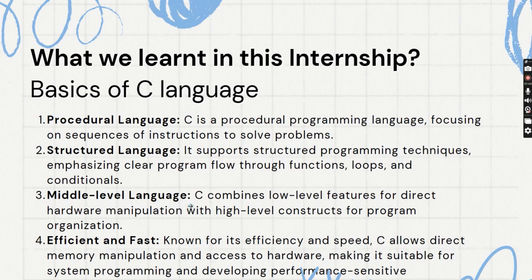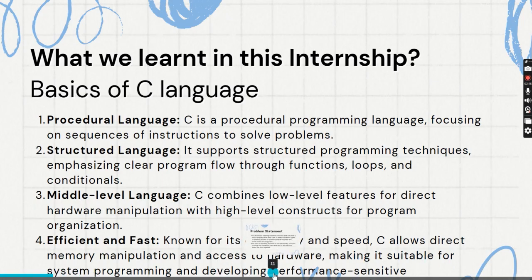There are many types like low level languages and high level languages, but C is a combination of low and high level languages for manipulation of hardware and software. C combines low-level features for direct hardware manipulation with high-level constructs for program organization. And C is efficient and fast. C is known for its efficiency and speed. C allows direct memory manipulation and access to hardware, making it suitable for system programming and developing performance-sensitive applications.